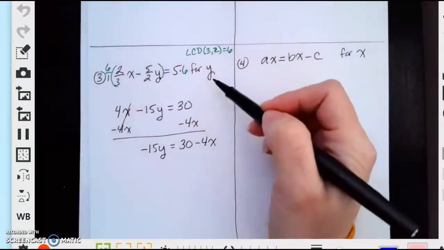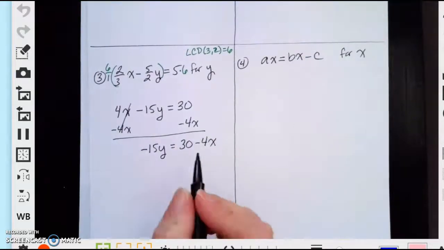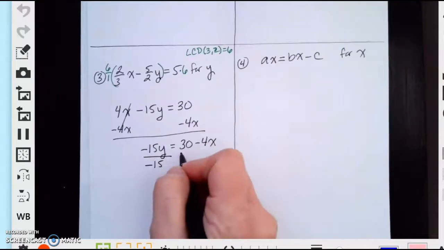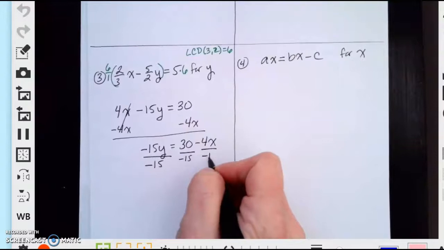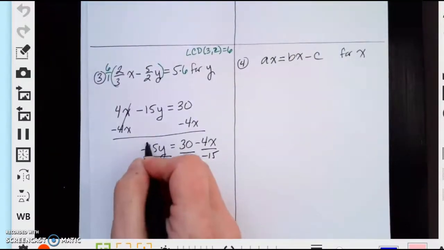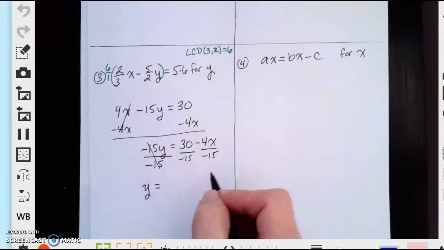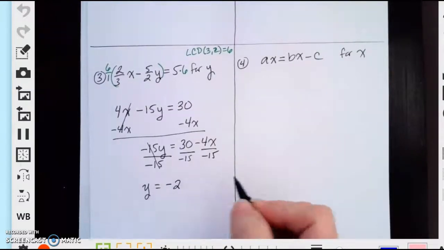Remember what we're trying to do, we're trying to solve for y. Y is still being multiplied by negative 15, so I want to divide by negative 15. I'm dividing everything on the side by negative 15, one term at a time. Alright, so now we'll go ahead and simplify. Negative 15 divided by itself is 1, so that becomes y equals 30 divided by negative 15 is negative 2.